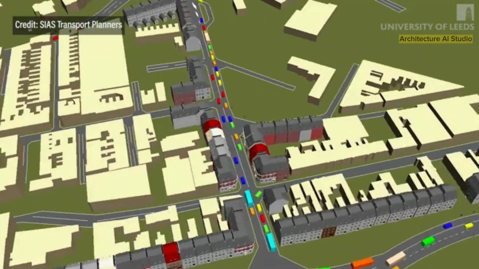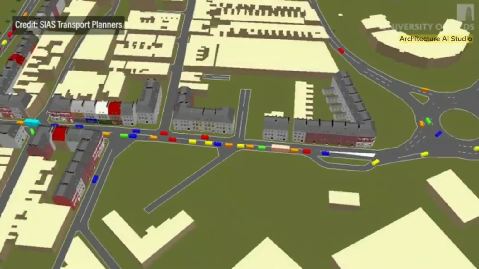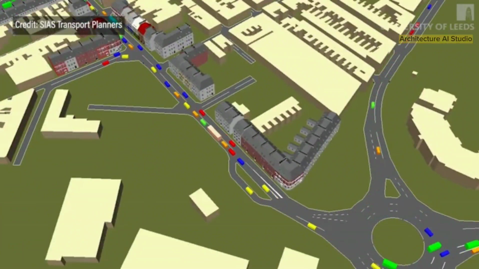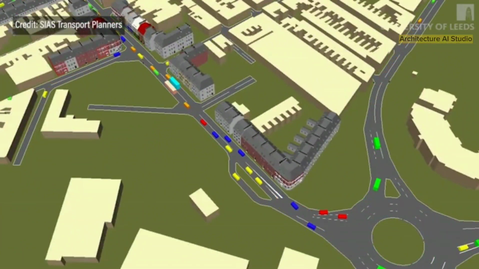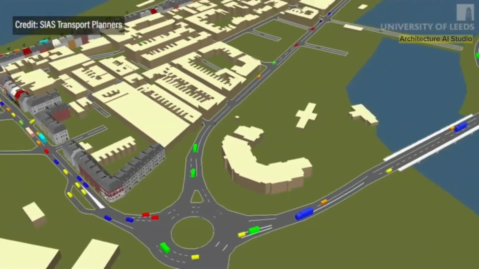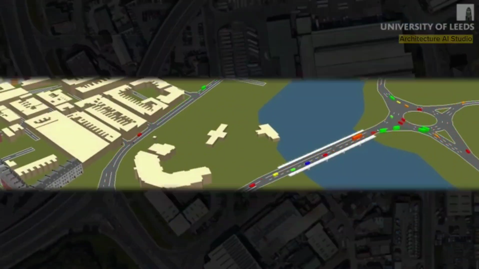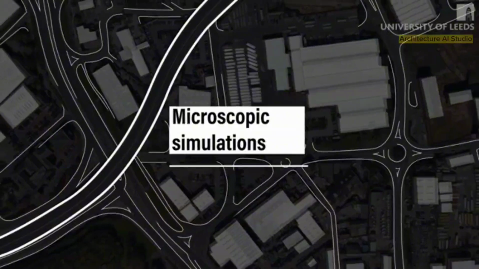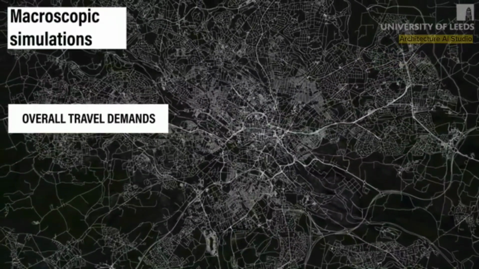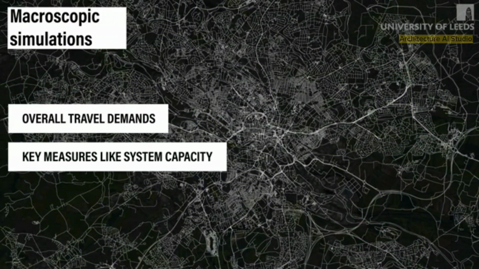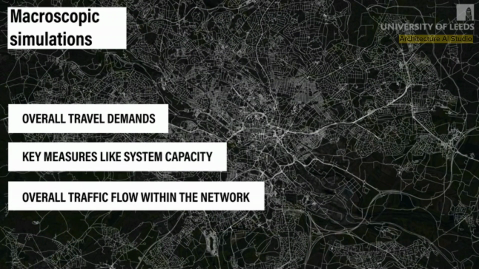Here at the University of Leeds, we have developed our own microscopic simulation model, Dracula. There are also other models available to transport professionals, such as Vissim, AIMSUN, and Paramics. In contrast with microscopic simulations, macroscopic models focus on the overall travel demands for a defined area and examine key measures such as system capacity. They were developed to describe the overall traffic flow within the network and not the movement of individual vehicles.